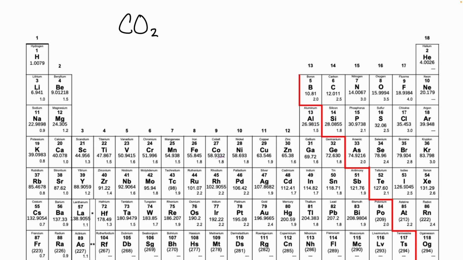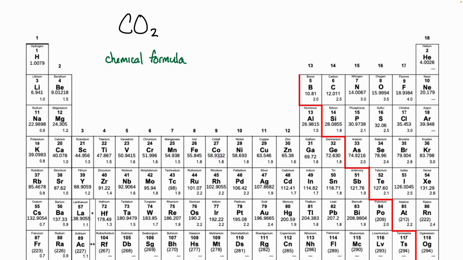So first of all, is carbon dioxide an ionic or a covalent compound? Covalent. And what gives it away? They're both nonmetals, right? So carbon lives over here on the nonmetal side. Oxygen lives over here on the nonmetal side. So this is indeed a covalent compound. So this is just an example of what we would call a chemical formula.